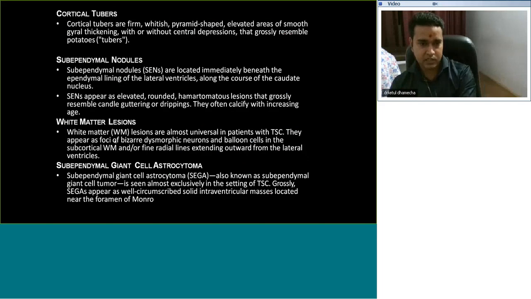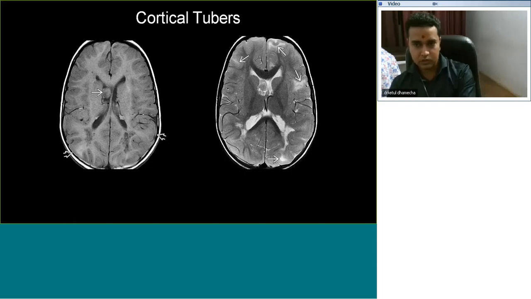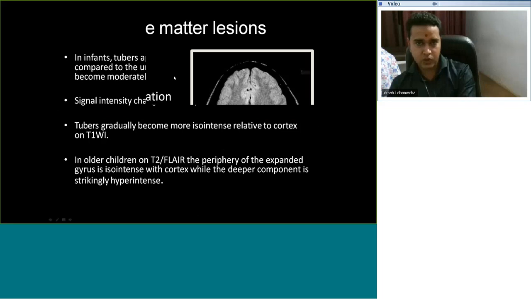White matter lesions are almost universal in patients with tuberous sclerosis. They appear as foci of bizarre dysmorphic neurons and balloon cells in the subcortical white matter, or as fine radial lines extending from the lateral ventricle. So this is actually the white matter lesion.